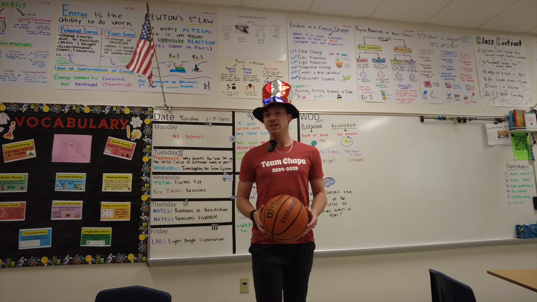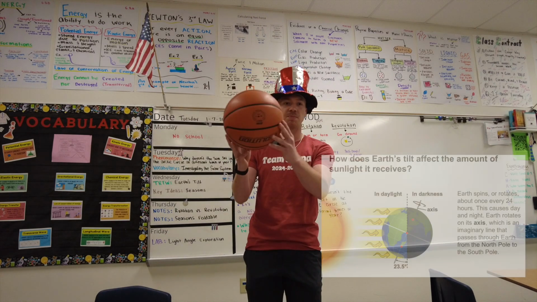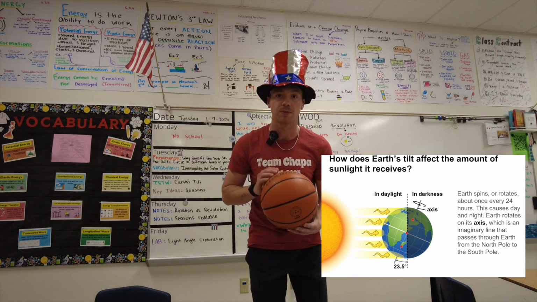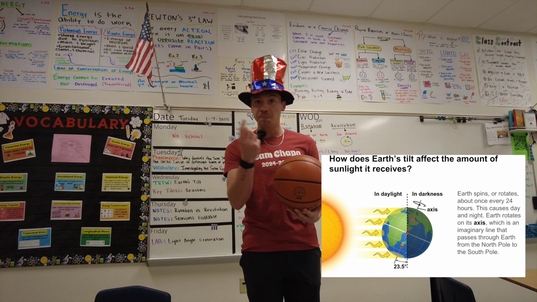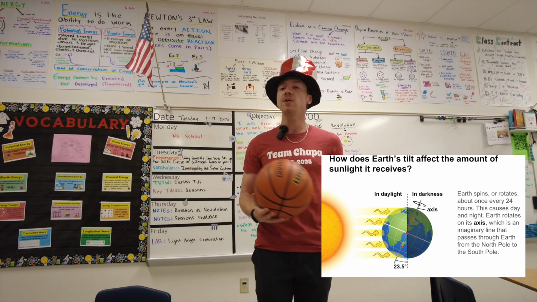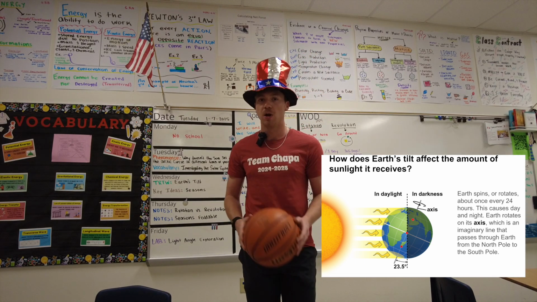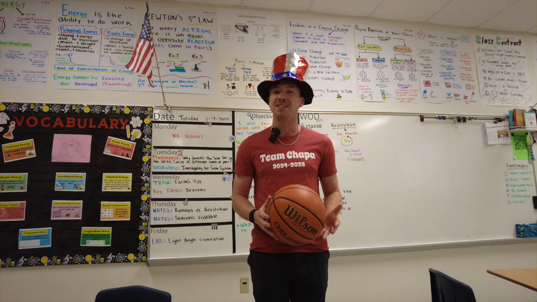All right, so how does Earth's tilt affect the amount of sunlight it receives? Well, Earth is tilted on a 23.5 degree axis, all right? If we pretend this basketball is the Earth, there's a line that crosses it diagonally from north to south pole. Now, on this axis, Earth spins or rotates, right? And it does that every 24 hours, which gives us day and night. So, again, rotation is when Earth spins on its axis, and it gives us day and night.